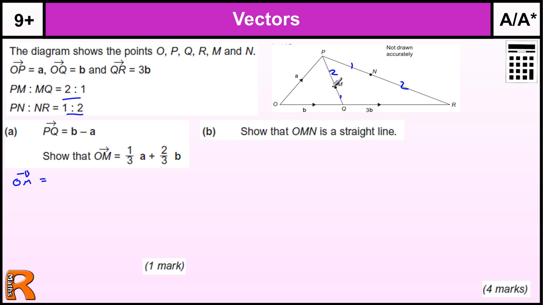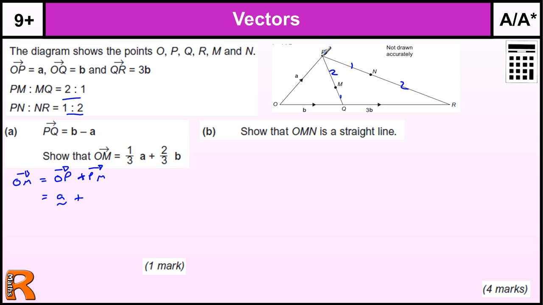OM is the same as OP plus PM. When we're using vectors, we can only go along the lines that we have defined, which is the A and the B. So OP is just the vector A, and I'm going to use a little a with a squiggle underneath, mainly because I don't have a bold font to show that they're different to just the letter.